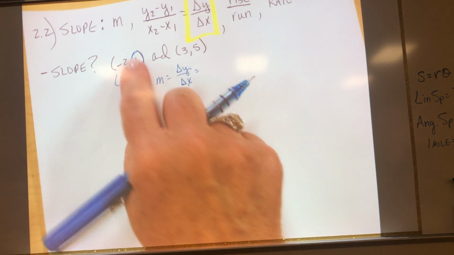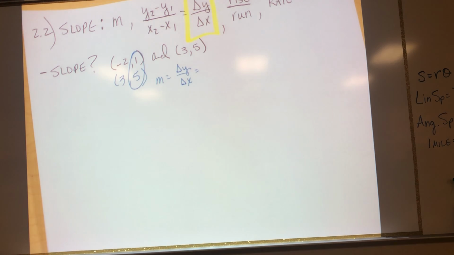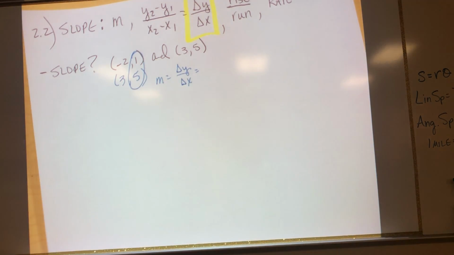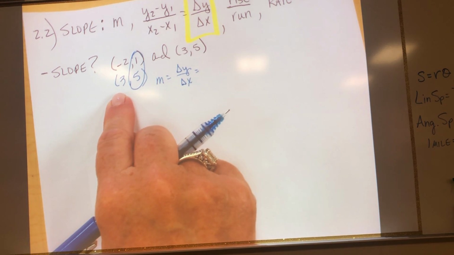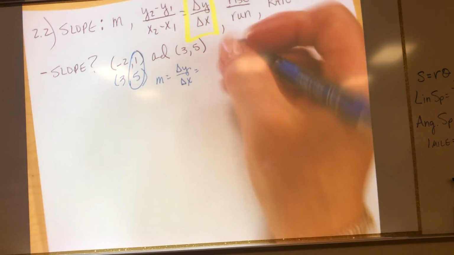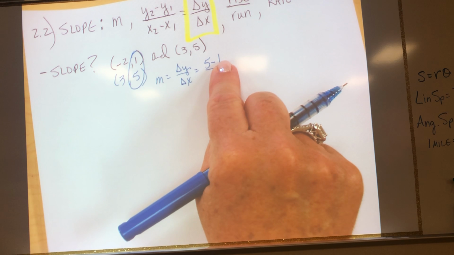Now, can I subtract these two things in any order that I want to? You can. You can subtract them in any order that you want, but whatever order you start, you have to keep. So what do you want to say, 1 minus 5 or 5 minus 1? 5 minus 1. If you say 5 minus 1 on the top, what do you have to say on the bottom? 3 minus negative 2. Don't just go 3 minus 2, because that's not the same thing.